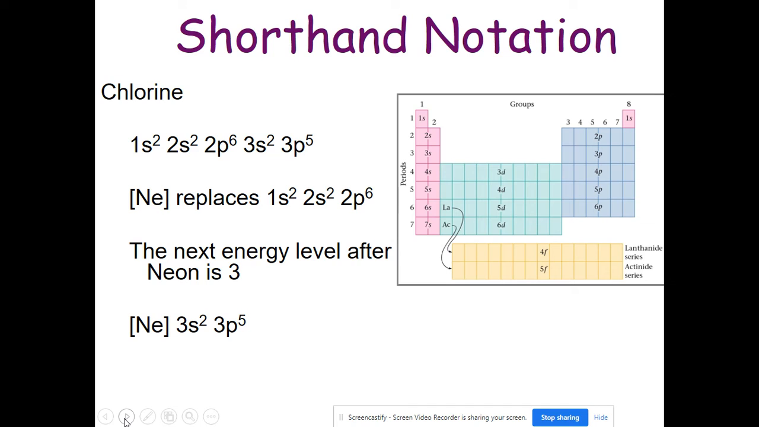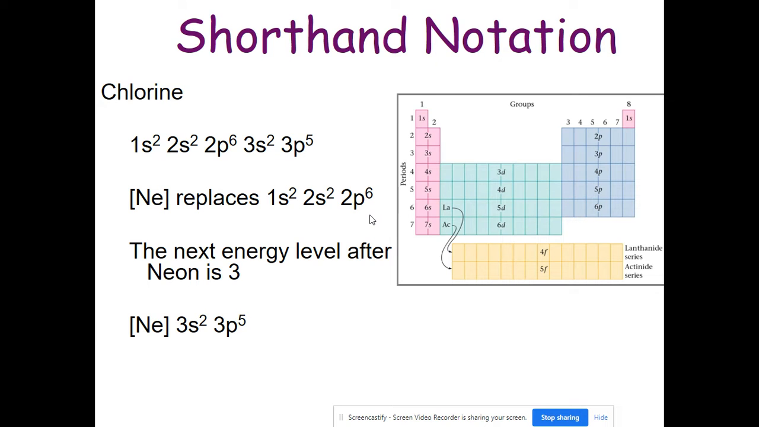So here we have chlorine. Chlorine has a configuration of 1s2, 2s2, 2p6, 3s2, 3p5. If you were to write out the configuration for neon, you would see that it's 1s2, 2s2, 2p6. So we replace that part of the configuration with neon in brackets, and then we just write what is left after that, which is 3s2, 3p5.